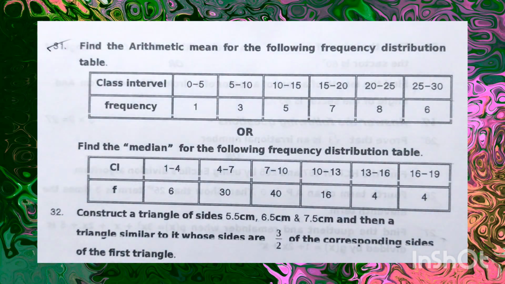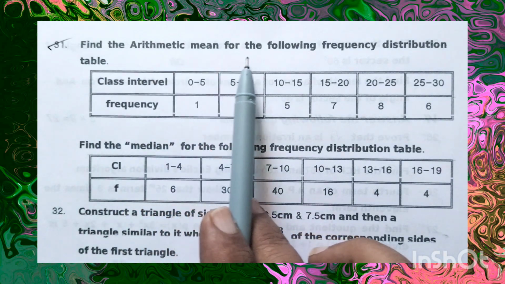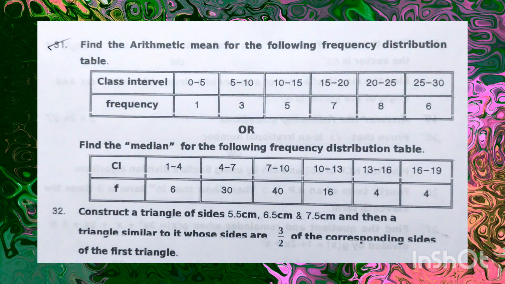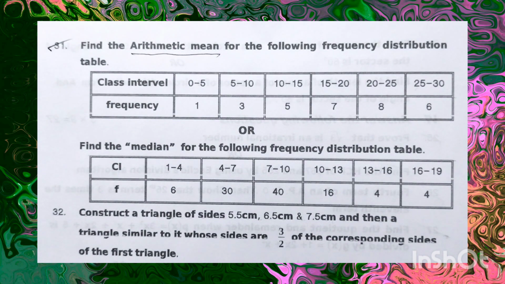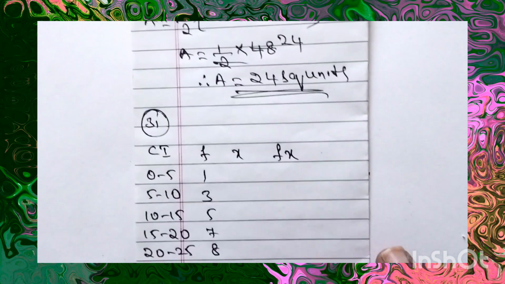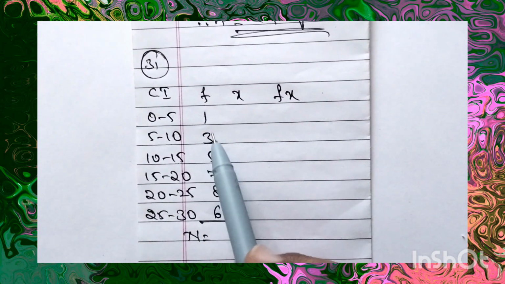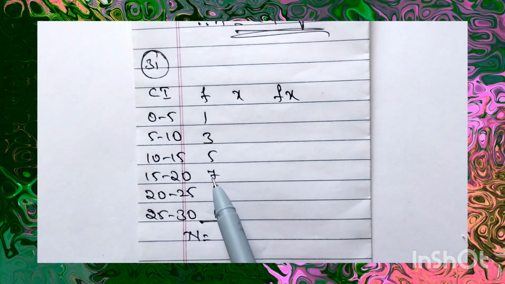So the 31st question is, find the arithmetic mean for the following frequency distribution table. Here they have given the frequency distribution table, and for this one we have to find out the arithmetic mean. Now let us find out how. In the first step, add all the frequencies, we will get n: 4, 9, 16, 24, 30.